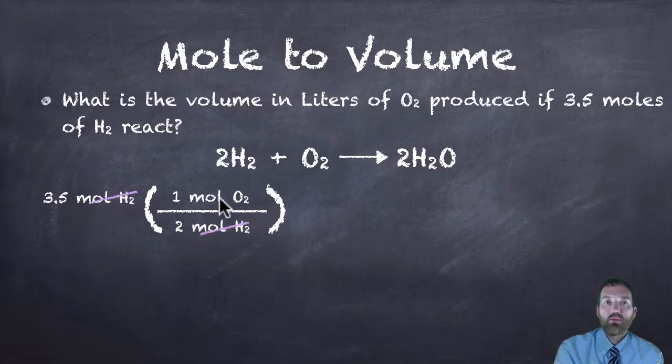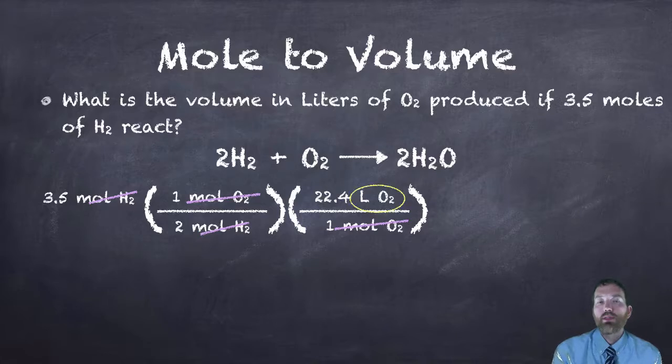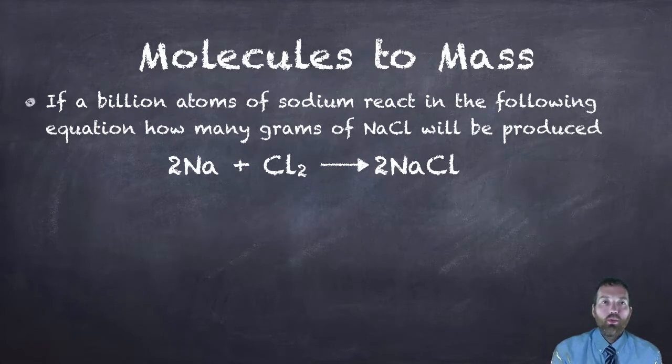And then I need to convert from moles of oxygen into liters of oxygen. So in 1 mole of oxygen, at STP, I have 22.4 liters of oxygen. So moles of oxygen will cancel off with moles of oxygen. I'm left with liters of oxygen, which is what they're asking us for. So again, another 2-step problem. And it's time to punch it in my calculator. 3.5 divided by 2 times 22.4 is 39.2 liters. Okay, one more problem.